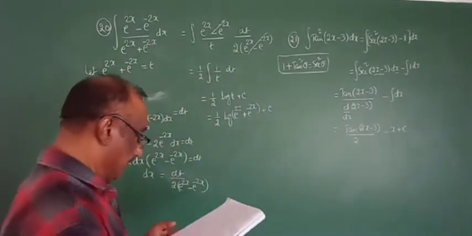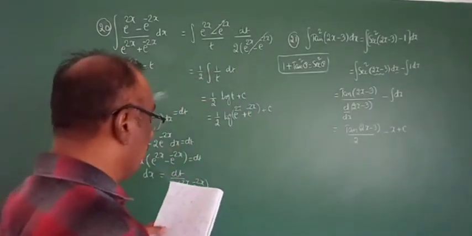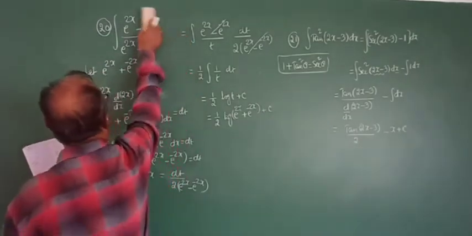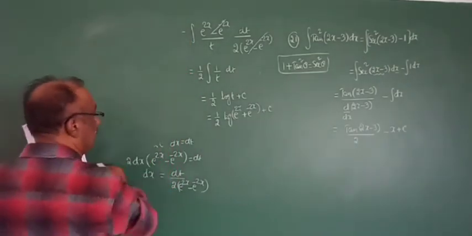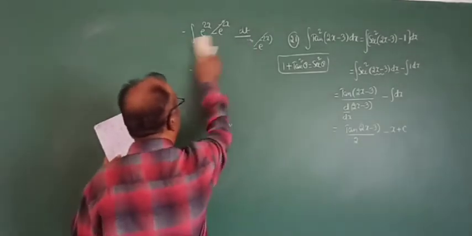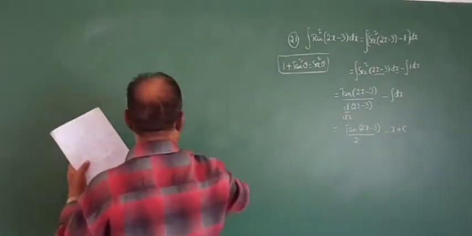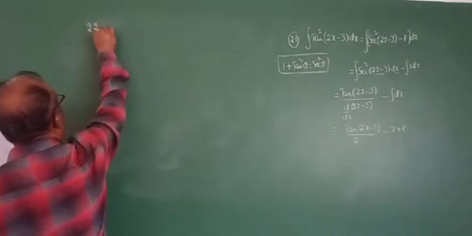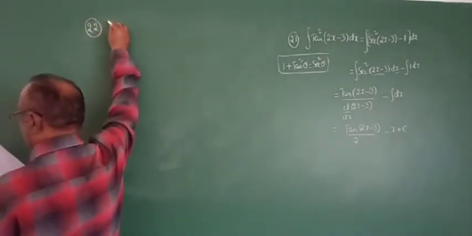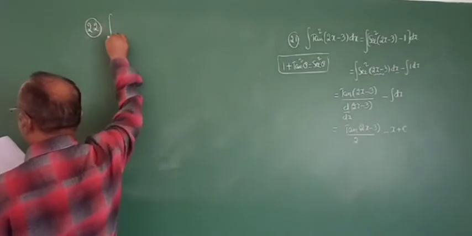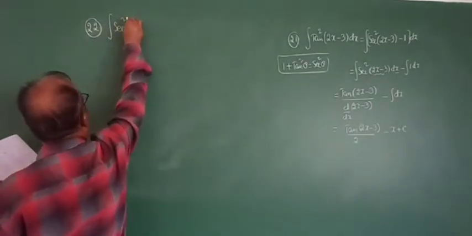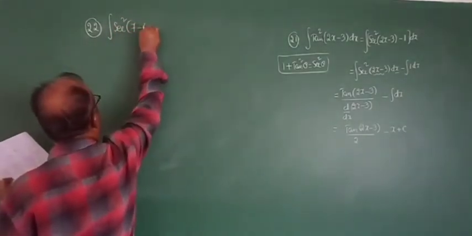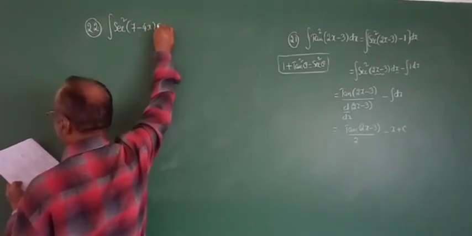Right, everyone go through the 22nd problem first. Everyone, 22nd problem. 22 is the integral of secant square of 7 minus 4x into dx.